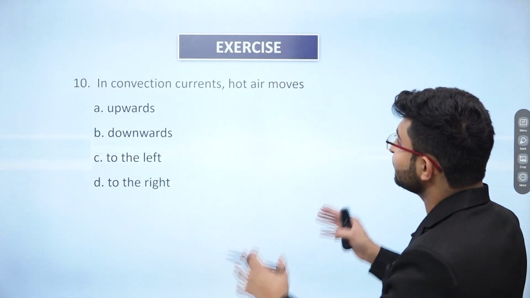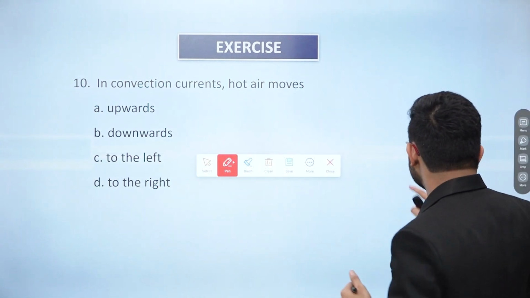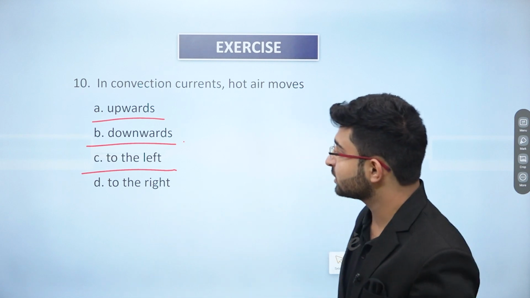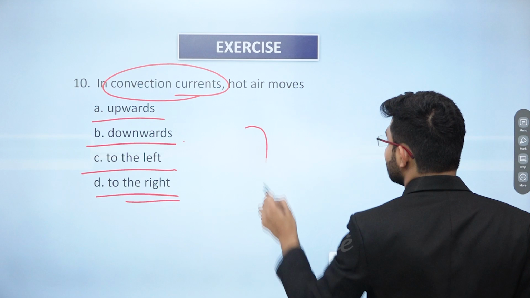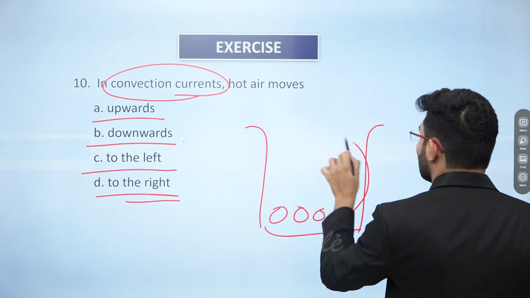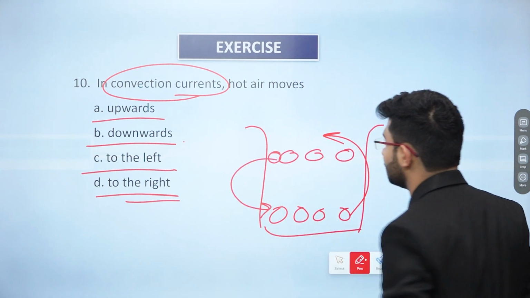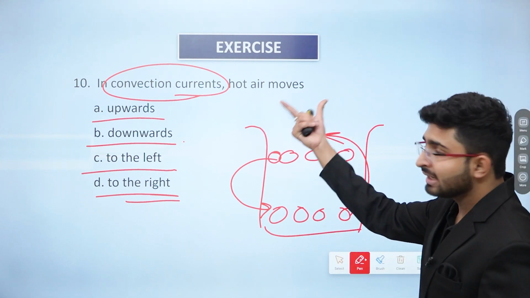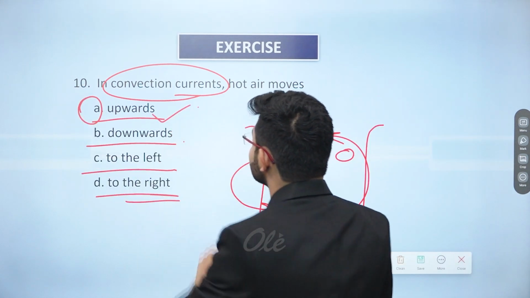Now moving ahead, we have the next one, which says in convection currents, hot air moves. Option A, upwards. Option B, downwards. Option C, to the left. And option D, to the right. When we are talking about convection currents, what happens? The molecules that are heated up go up, and the molecules that are not heated up come down to the bottom layer, right? So the hot air is moving upward. That's why option A will be the correct answer here.